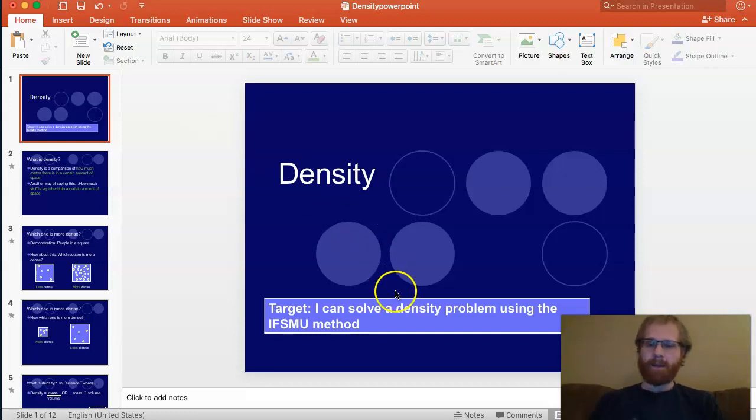Our target today is to be able to solve a density problem using the IFSMU method. If you have never heard of IFSMU, you are just like all of your peers. You will be learning about that in today's lesson.